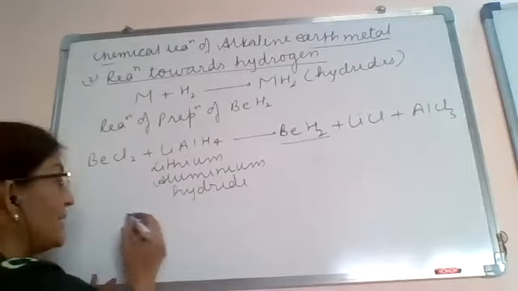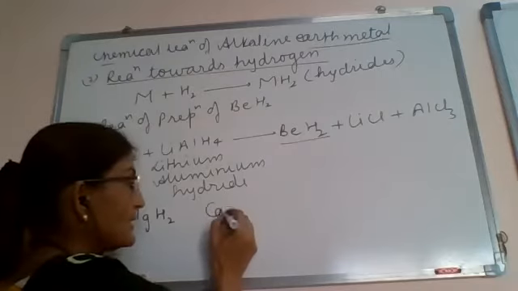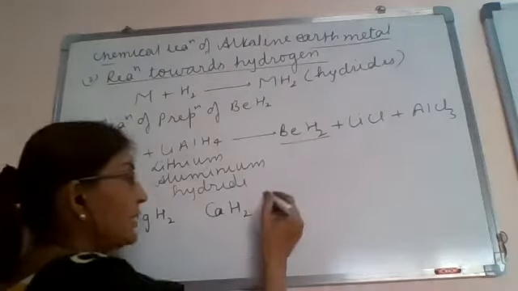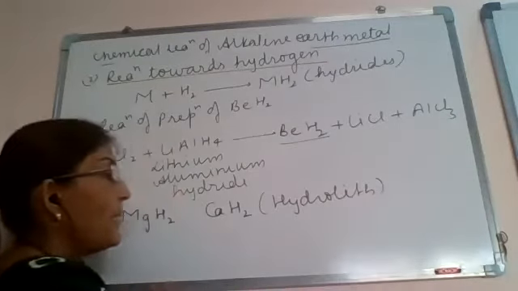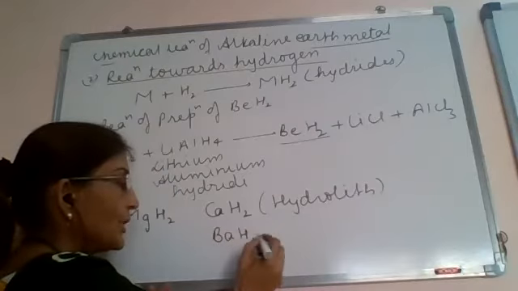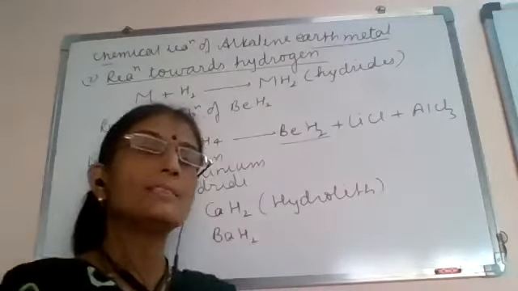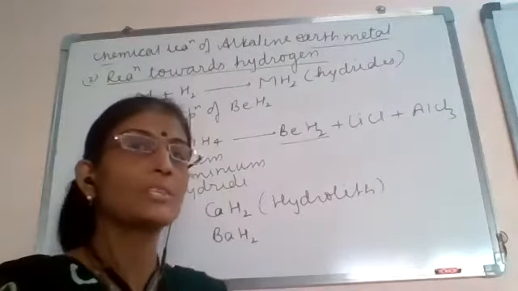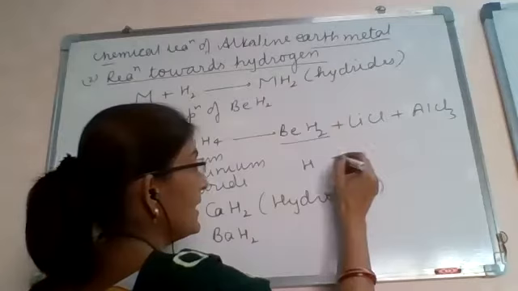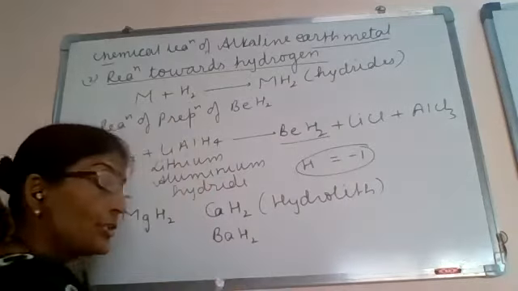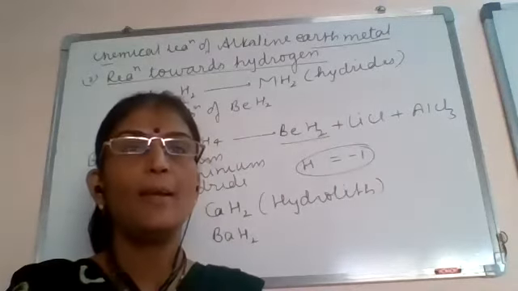जैसे magnesium hydride, क्या formula होगा? MgH2. Calcium hydride, CaH2. इसको हाइड्रोलिथ भी बोलते हैं. क्या बोलते हैं? हाइड्रोलिथ. Barium hydride, BaH2. So they all form hydrides with formula MH2. एक बात याद रखना है, इसमें हाइड्रोजन जो है वो -1 ऑक्सीडेशन स्टेट शो करता है. What is the valency of hydrogen in these hydrides? It's -1. Otherwise, hydrogen has valency +1. But in hydrides, hydrogen has valency -1.